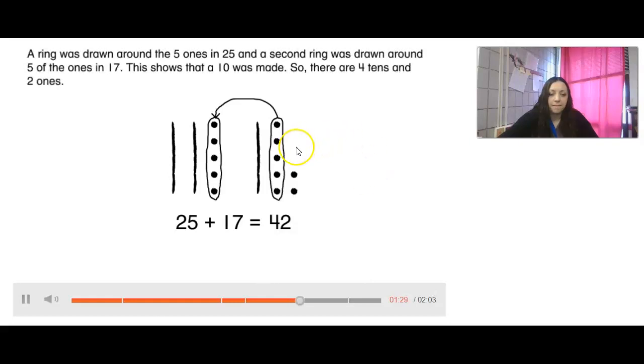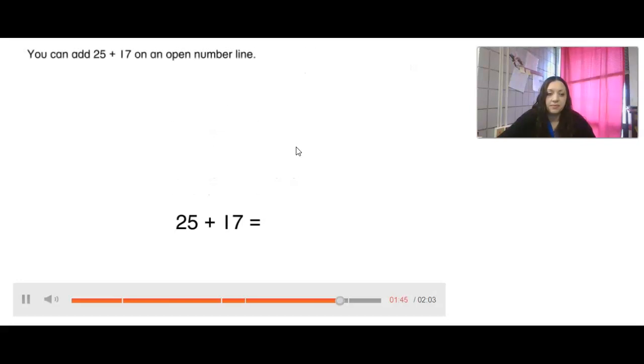A ring was drawn around the 5 ones in 25, and a second ring was drawn around 5 of the ones in 17. This shows that a 10 was made. So there are 4 10s and 2 1s. You can add 25 plus 17 on an open number line.